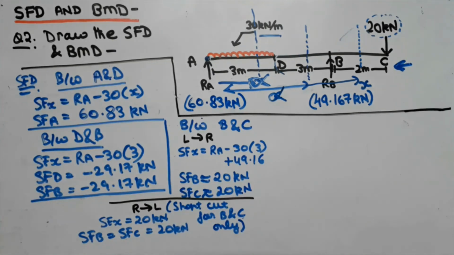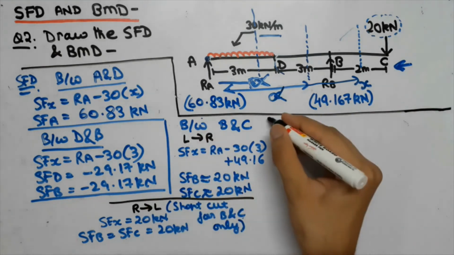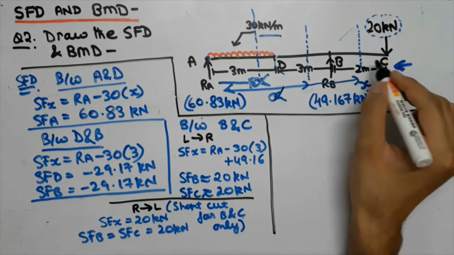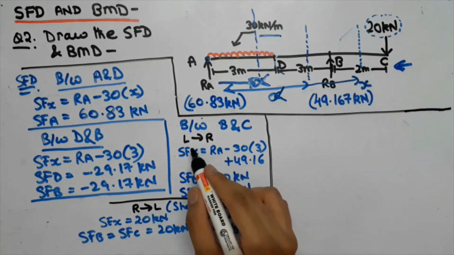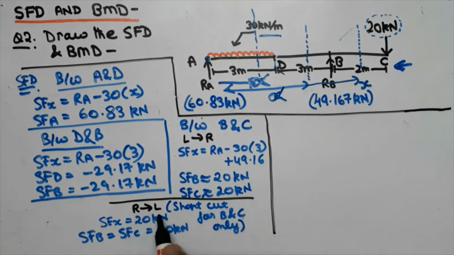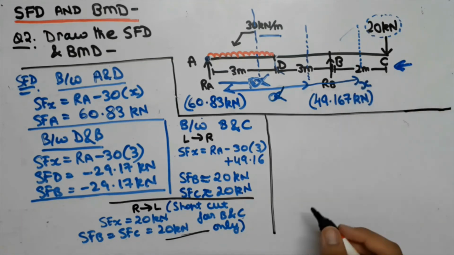So now guys, as we have found out the values of shear forces at A, D, B and C, so now we are going to draw the SFD. And guys, I have also written both the methods that we used for this part. That is, the first method is from L to R, that is from left to right, and the second method is from right to left. This is the shortcut part, but which is only valid for the B and C part. Now guys, we are going to draw the SFD.